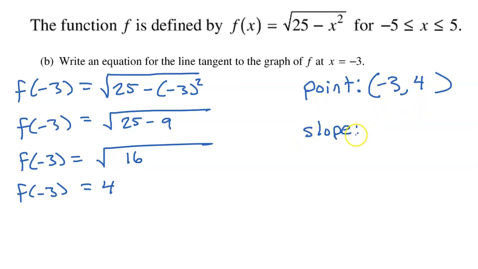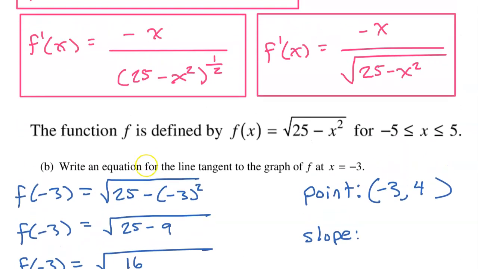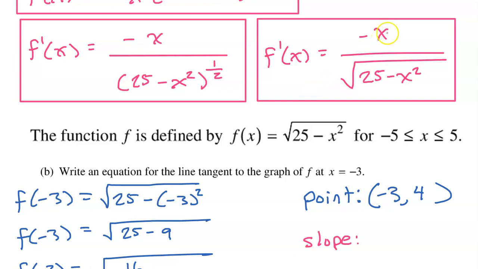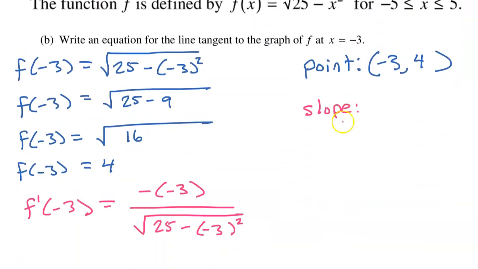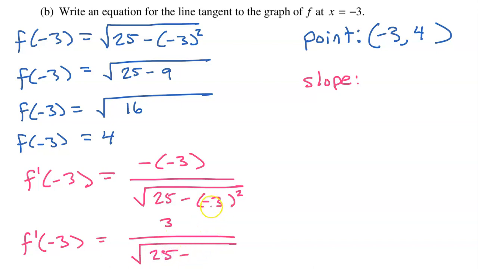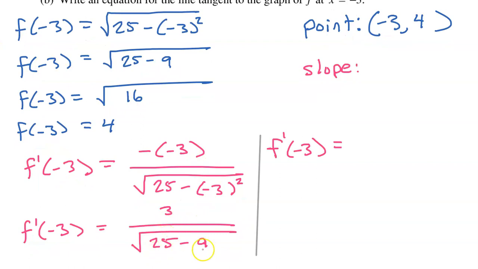We have the point, now we just need the slope. The slope will come from the derivative. So we need to find f prime at -3. And remember, we just found f prime right here. I think I'll use this version right here. So I am substituting -3 for x here and here. And I'm getting this expression. Let's just simplify this. So f prime at -3 equals, the opposite of -3 is +3. And then in the denominator, this is looking really familiar. Negative 3 squared is positive 9. 25 minus 9 is 16. So we have 3 over the square root of 16, which gives us f prime at negative 3 is 3/4. And this is the slope.